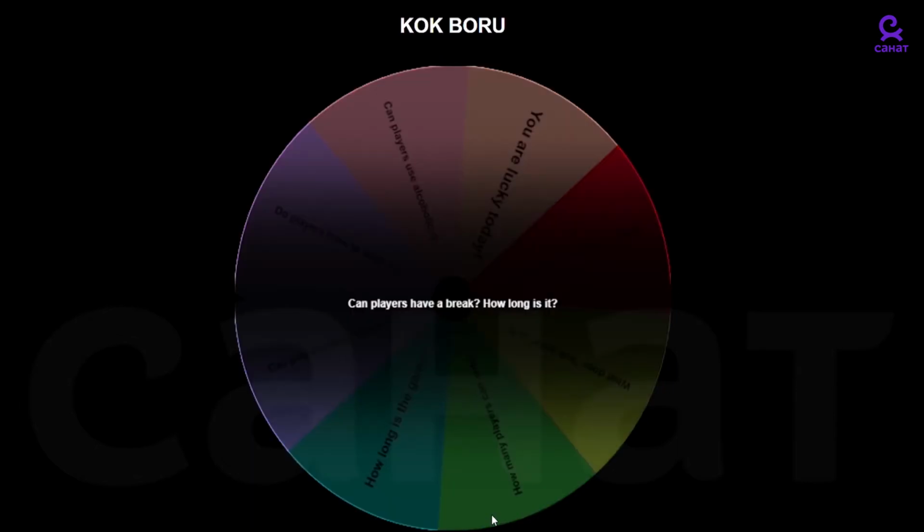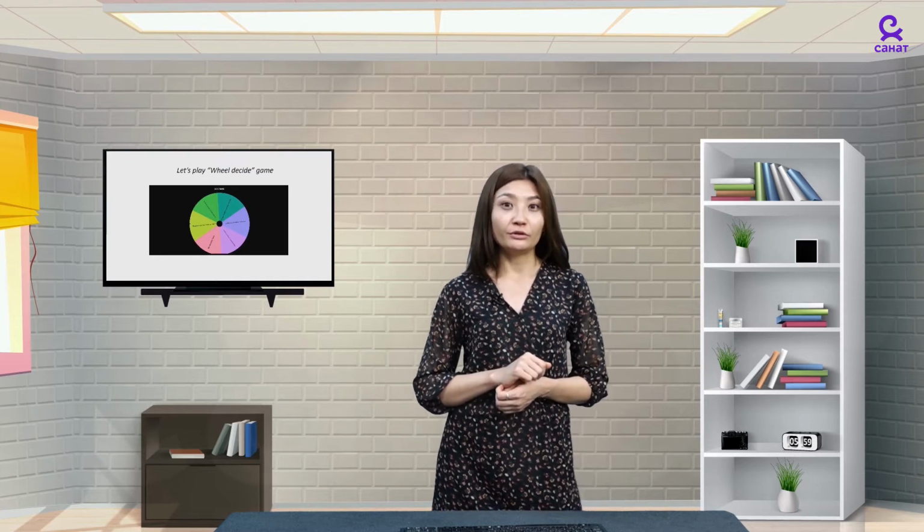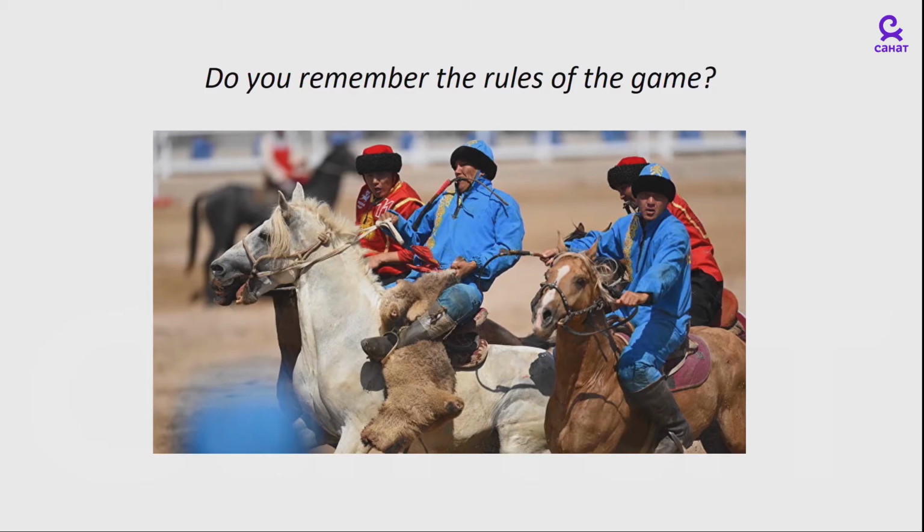Can players have a break? How long is it? And the answer is yes, it's 10 minutes. You are right. 1 score. You have the same number of scores in both groups, and the result is a draw. And I see that you remember the information about Kökbörü. But do you remember the rules of the game?